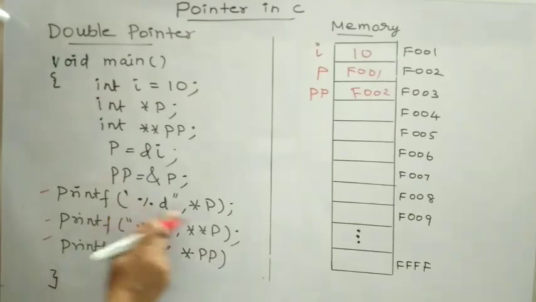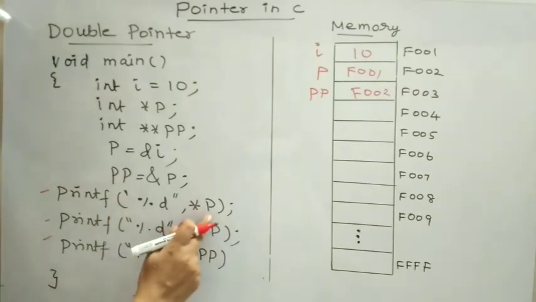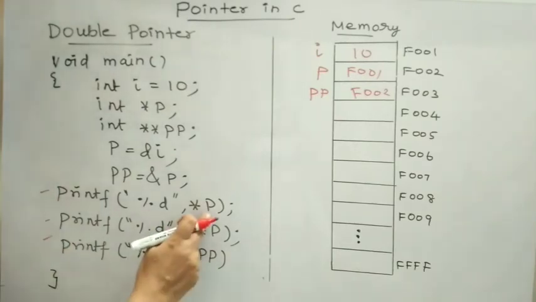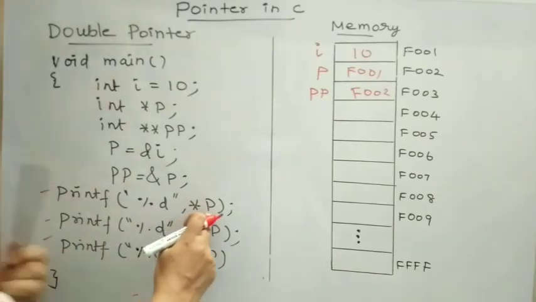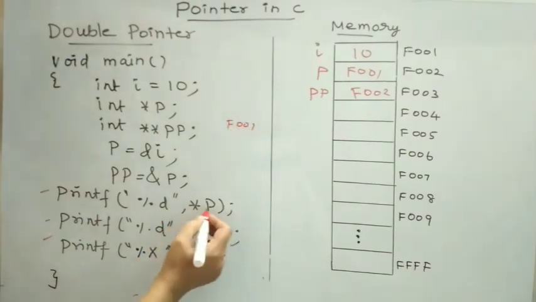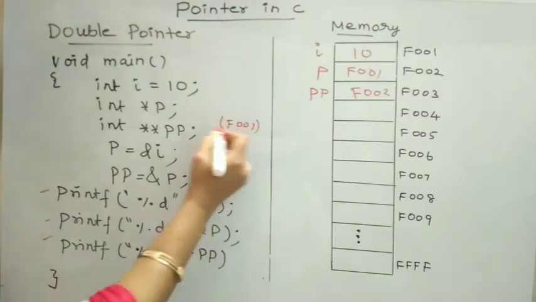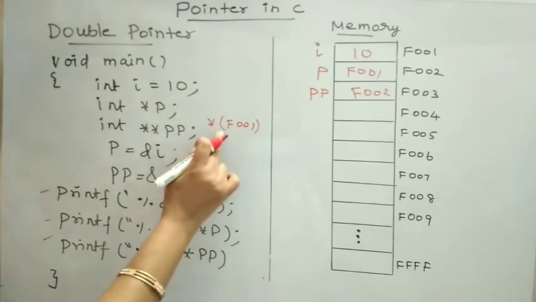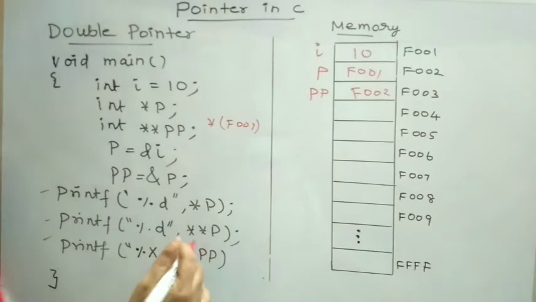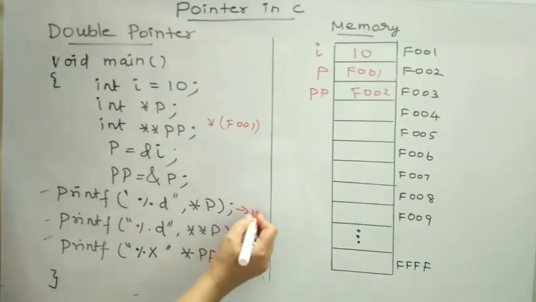The first printf statement prints the *p. What is p? p is a pointer variable. What is the content of this p? The content of this p is F001. Then if I apply the indirection operator to this F001, it gets the value at F001. What is the value at F001? 10. So it prints the value 10.